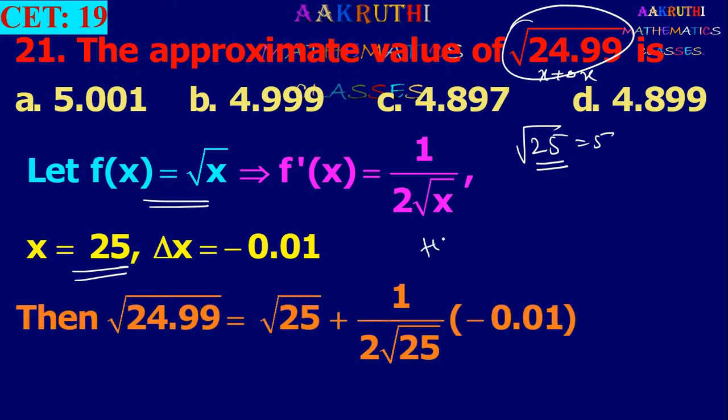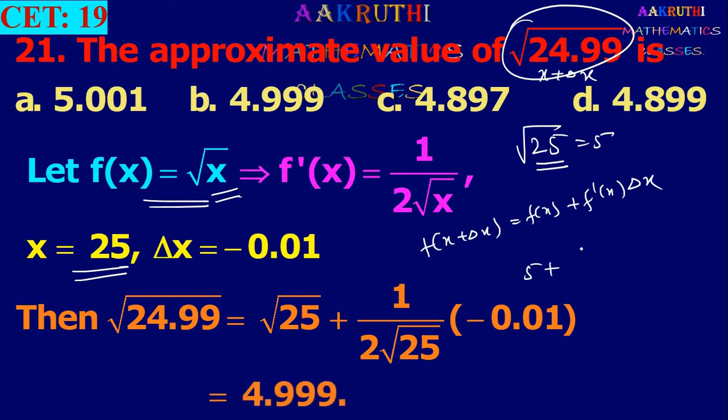So then we have formula f of x plus delta x, that is root of 24.99. It is same as f of x, that is root x, and x value is 25. So it is root of 25 plus f dash x. So f dash x is 1 by 2 root x and here x value is 25 into delta x, and delta x value is minus 0.01. So we get 1 by 2 root 25 into delta x, and here root 25 value is 5. So we get 5 plus 1 by 10 into minus 0.01.